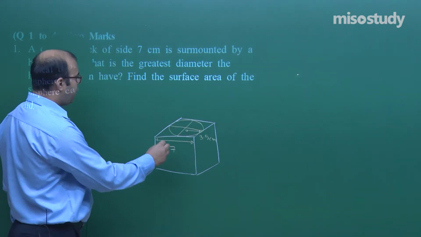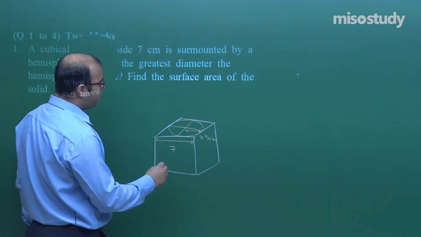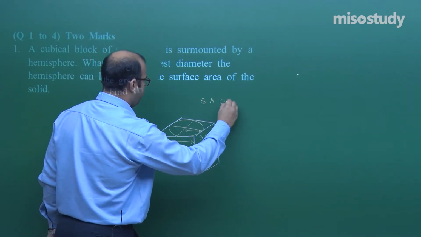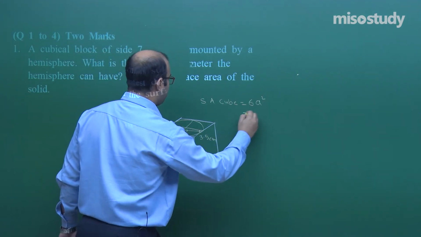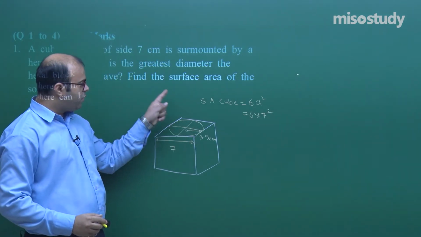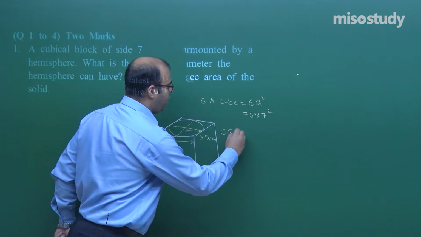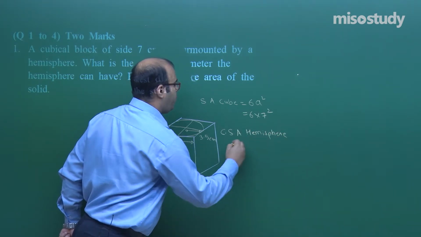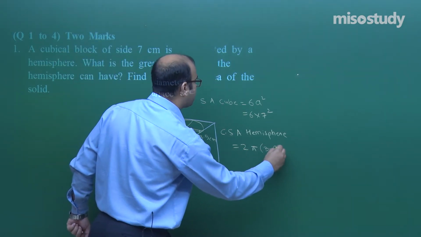Now if we want to find the surface area of the solid so obtained, first of all let us find the surface area of this cube. Surface area of cube is 6a square, that is 6 into 7 square. Now what is the surface area of this hemisphere? The curved surface area of this hemisphere is equal to 2 pi r square, that is 2 pi, and r is 3.5, so 3.5 square.